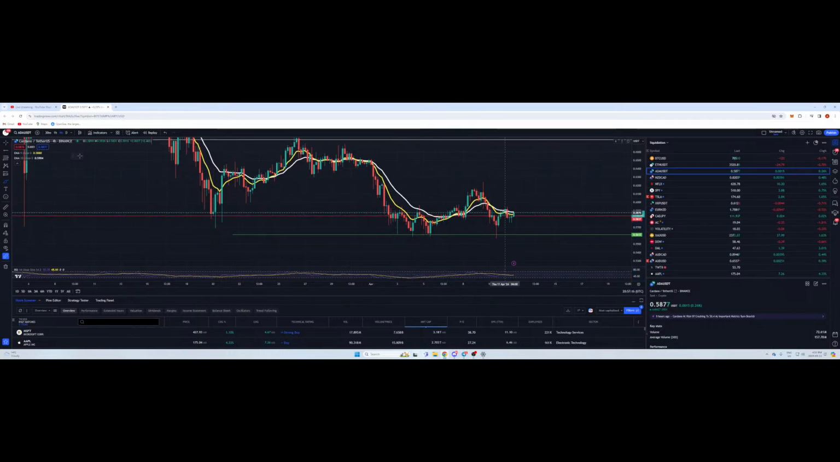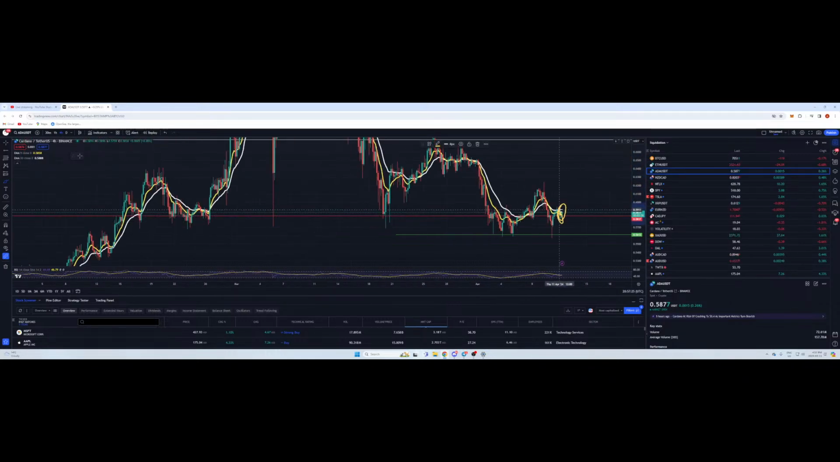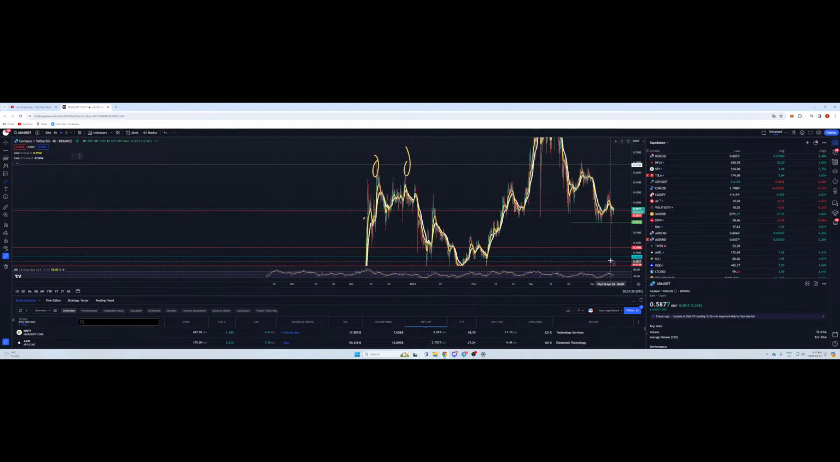So what I want to see is a structure break like this, followed by a retest as support. That would be ideal. But bulls need to overcome this zone right now, 0.58. Any structure break of 0.56, and we are actually going to be shorting.